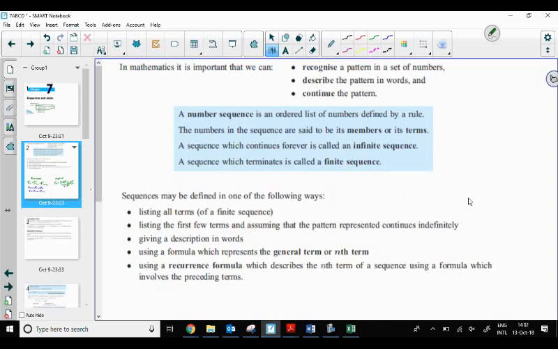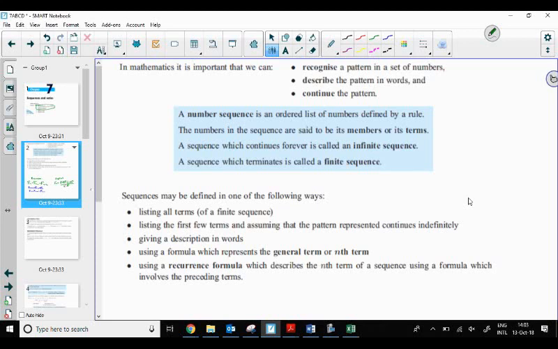A number sequence is just going to be an ordered list of numbers defined by a rule. So there's going to be a pattern describing how we get from one number to the next. The numbers in the sequence are called the members of the sequence or the terms of the sequence. I'll use that word for the most part, terms. The sequence might go on forever or it might stop at some point. So it's either an infinite sequence or a finite sequence.